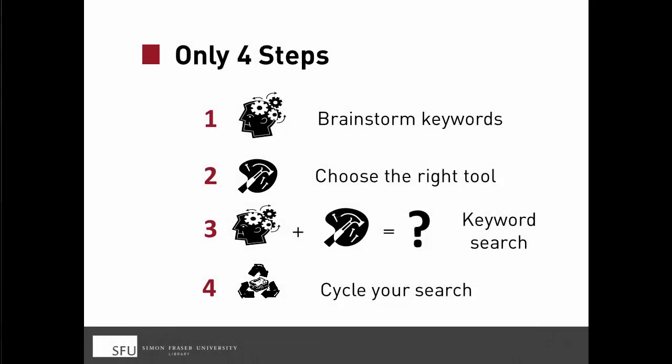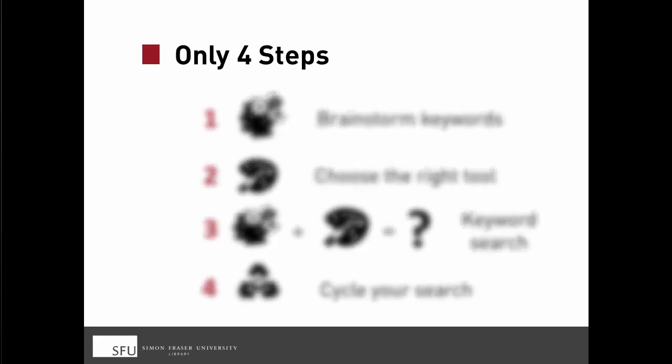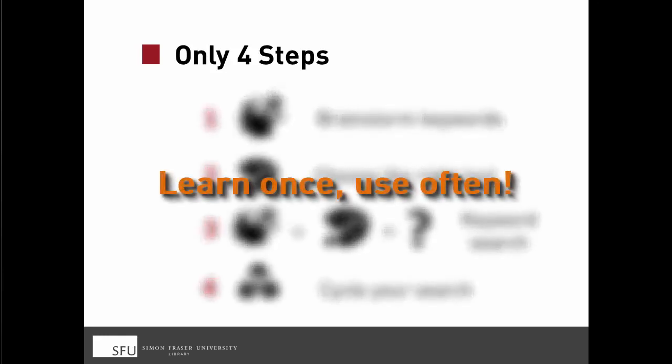And that's it. There's really only 4 steps, and with a bit of practice, you'll be able to work through them very quickly. This approach actually works for most database searches, including those in other subjects. That is, you don't need to learn a new research skill when you're taking a psychology or physics class. So, learn once and use often.